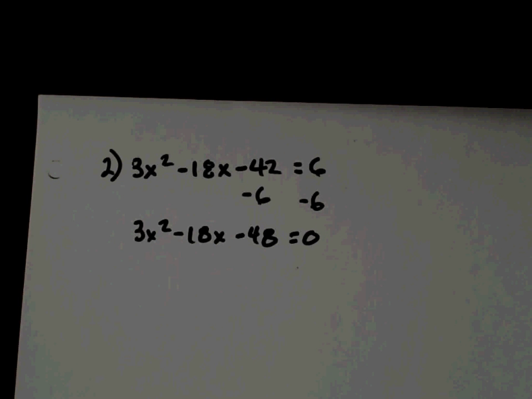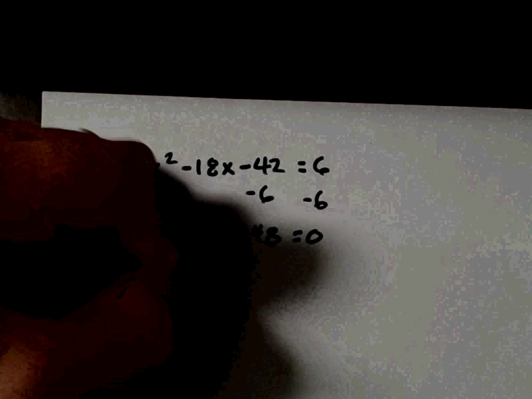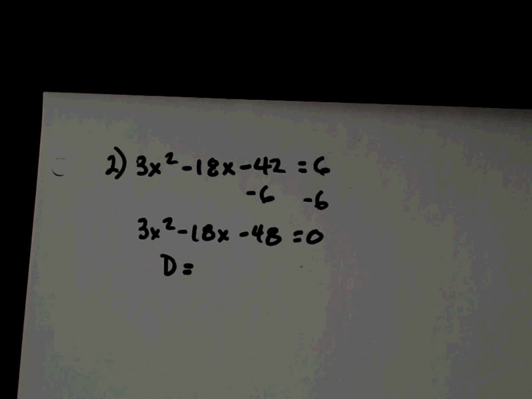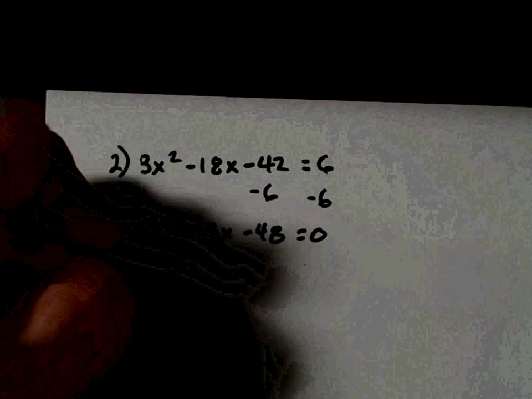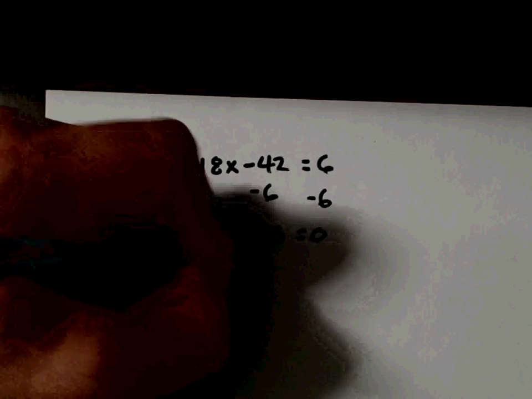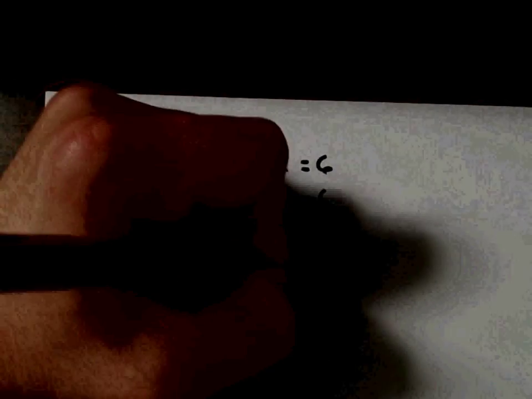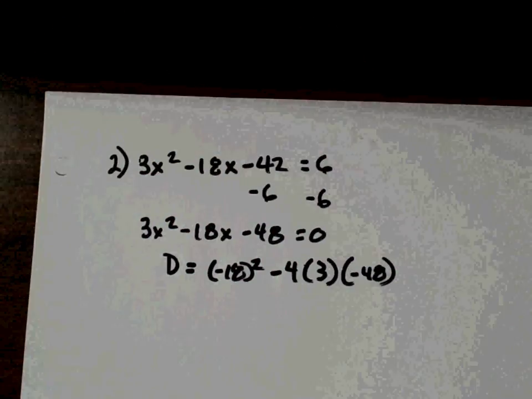Okay? So, I want to practice one more time. We're going to do the discriminant of this. We can't take the discriminant until it's in standard form. And so, since it is, we're going to go ahead and find the discriminant, which is negative b squared minus 4 times a, which is 3, and c, which is negative 48.